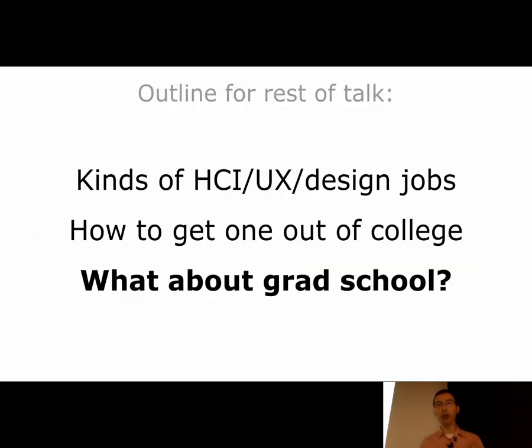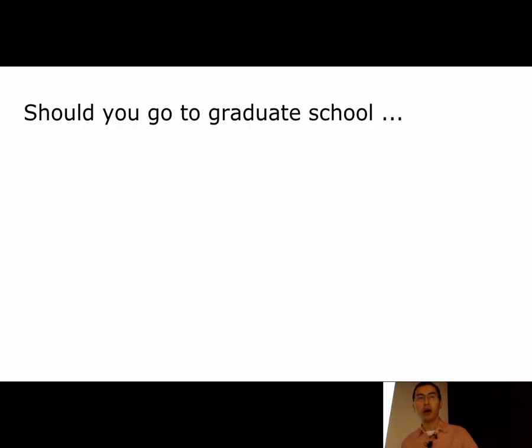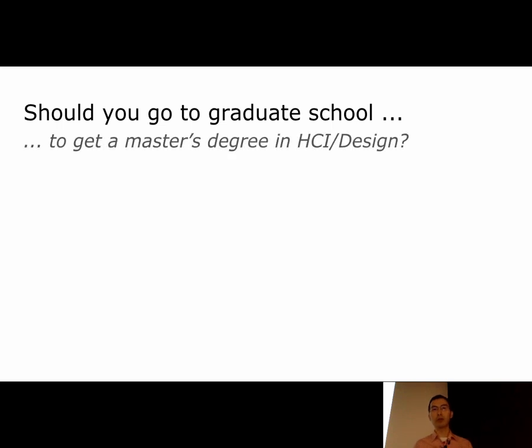Okay, final part. What about grad school? There are two major kinds of graduate school programs you might be thinking about. The first one is a master's program, a master's degree in HCI or design or a related field. So let's talk about that first. Master's programs are typically 1 to 2 years. You're typically paying tuition. Typically, there's not that much financial aid, right? You're basically paying the full tuition. You can get a loan and stuff, but they're pretty expensive, especially at a private school. So just think about that.